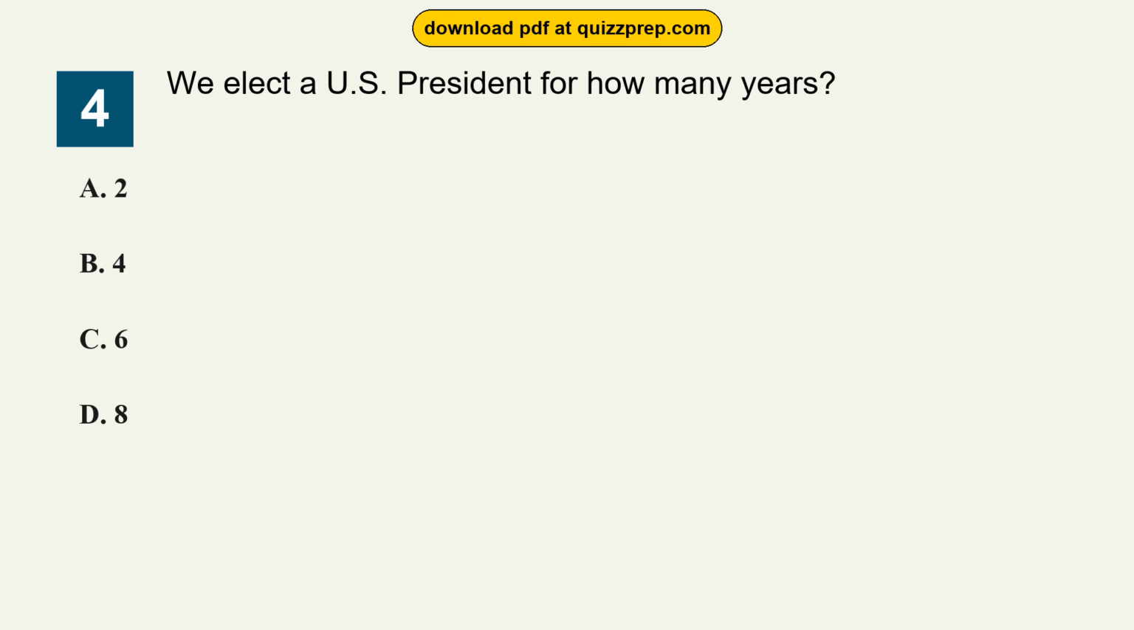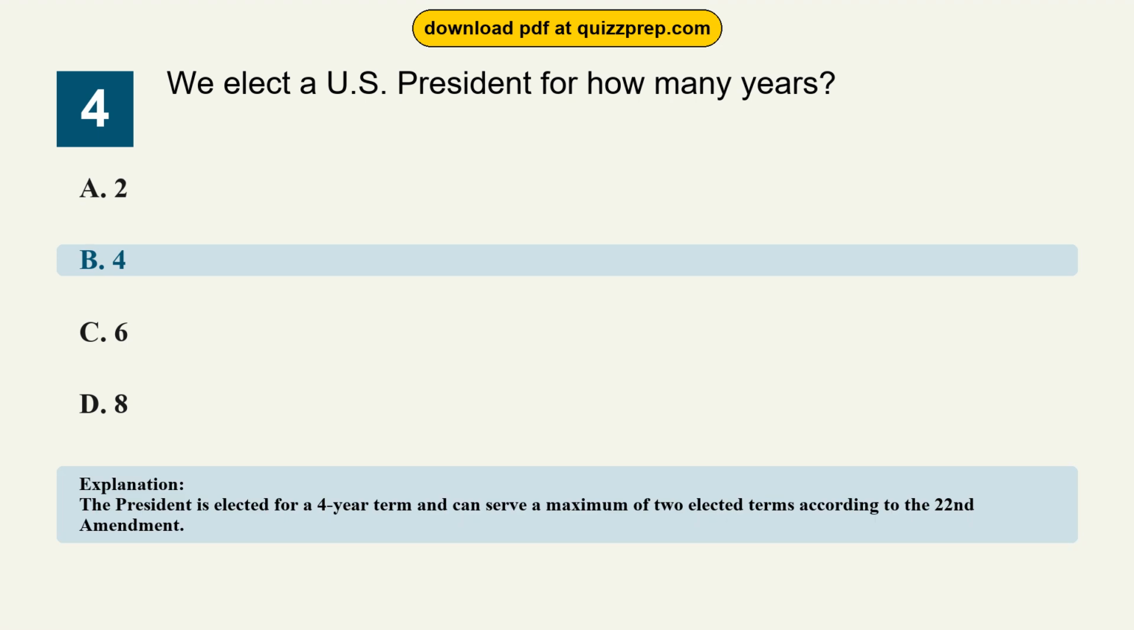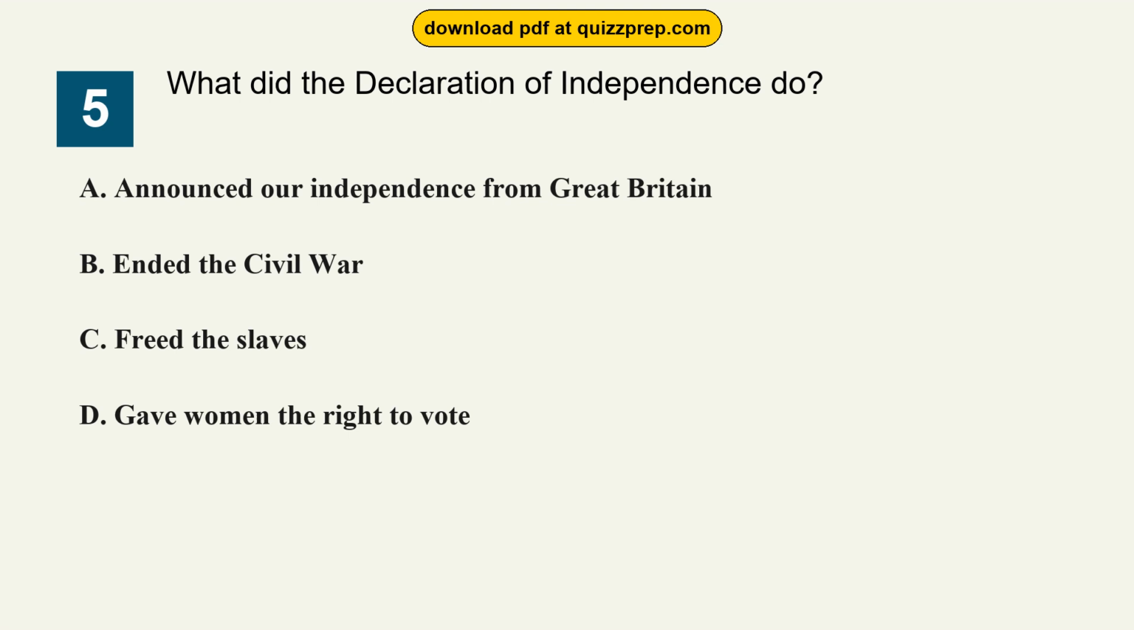Question 4. We elect a U.S. President for how many years? Option A. 2. Option B. 4. Option C. 6. Option D. 8. The correct answer is option B. 4. The President is elected for a 4-year term and can serve a maximum of 2 elected terms according to the 22nd Amendment.